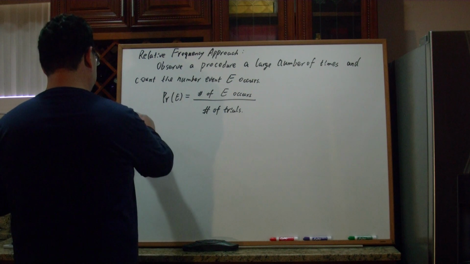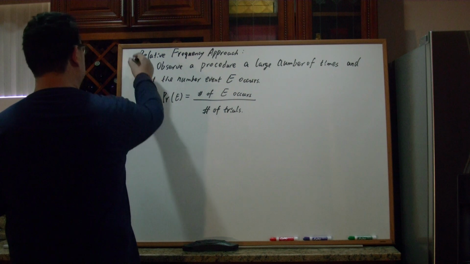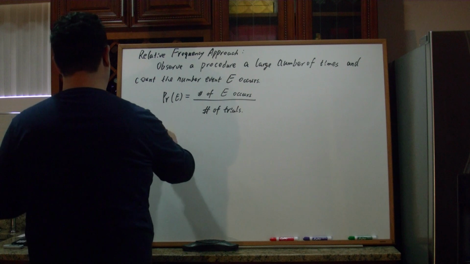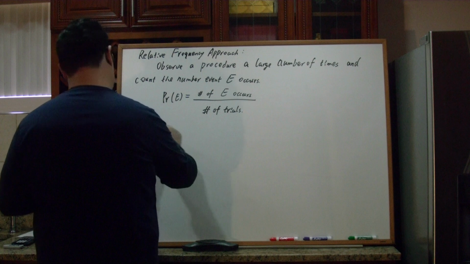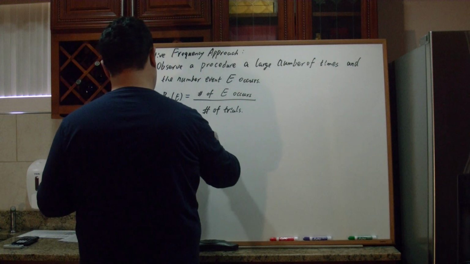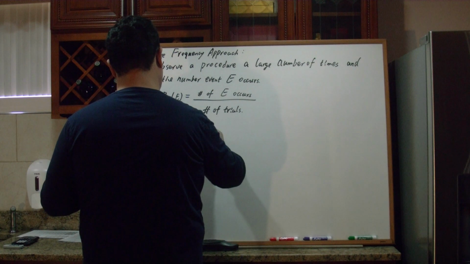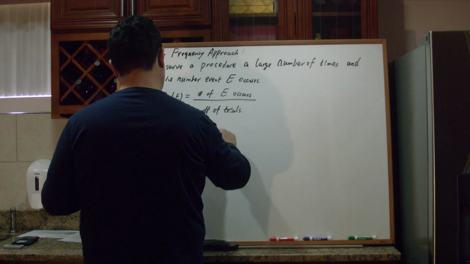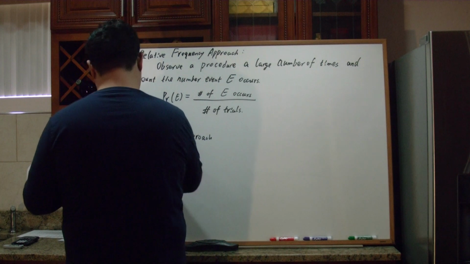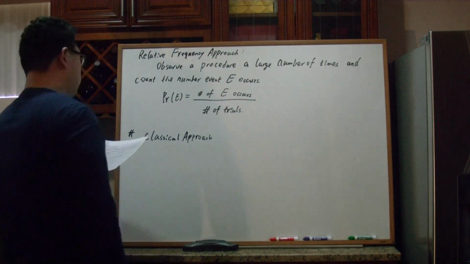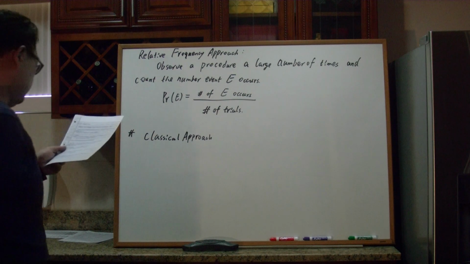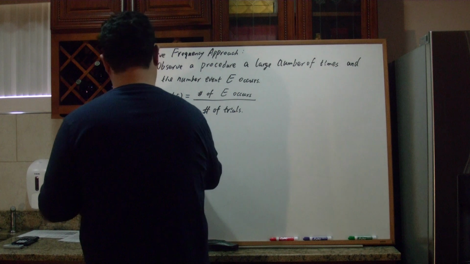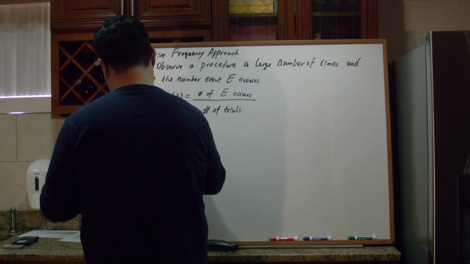So the second is the classical approach. And what we usually use to find the probability in our course here is the classical approach.